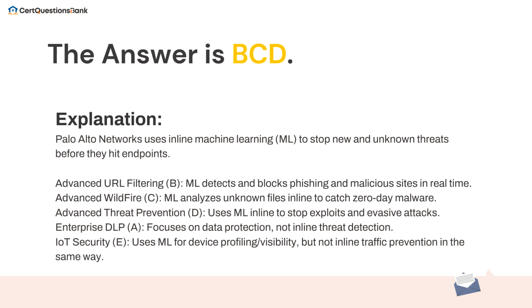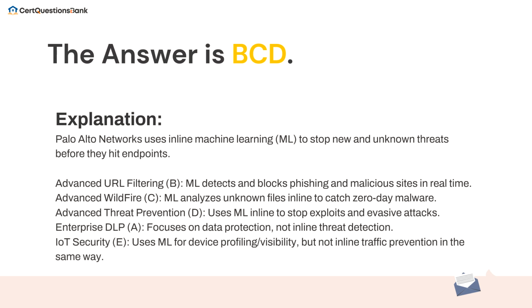Palo Alto Networks uses inline machine learning, ML, to stop new and unknown threats before they hit endpoints. Advanced URL Filtering, (B), detects and blocks phishing and malicious sites in real time. Advanced WildFire, (C), analyzes unknown files inline to catch zero-day malware. Advanced Threat Prevention, (D), uses ML inline to stop exploits and evasive attacks.